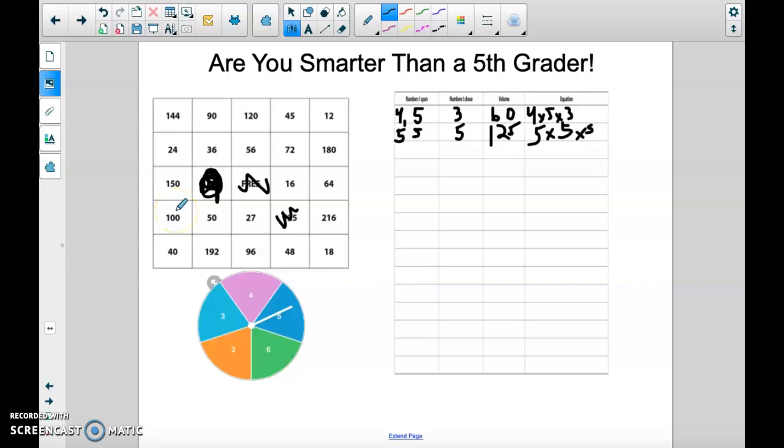But the whole goal is for you to beat someone and say that they are not smarter than a fifth grader, right? So if that's someone at home, Mr. Rupart, a friend, whatever, you want to beat them, right? That's the goal.